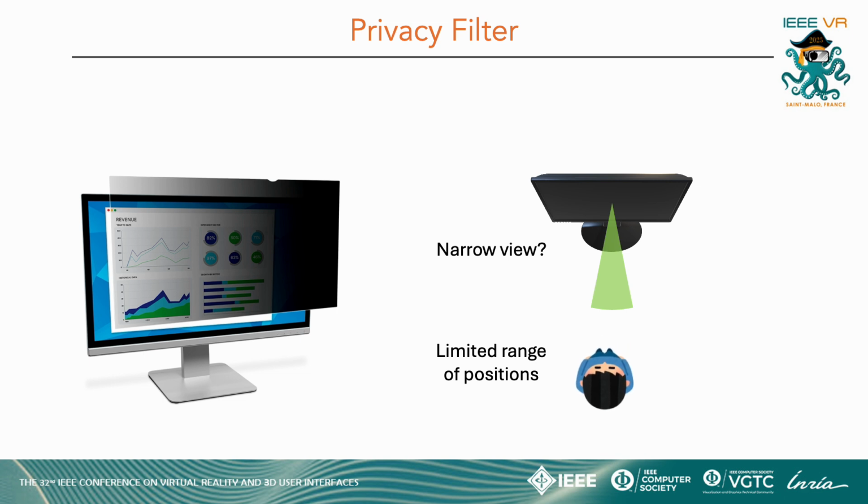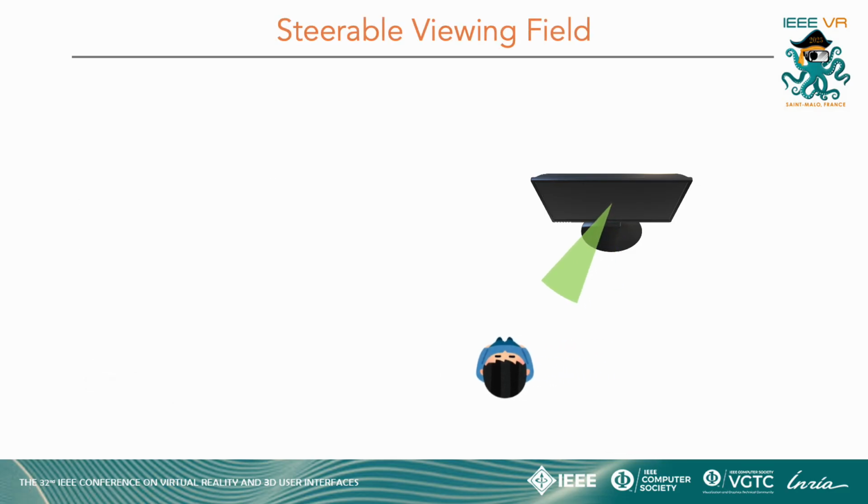While it is feasible to create privacy filter with narrower viewing angles, it would confine the user to a limited range of positions, diminishing overall usability and user experience. One solution to this trade-off is to track the user and provide a narrow, steerable viewing field centered around the user. This requires real-time modulation of the light field emitted by the display.